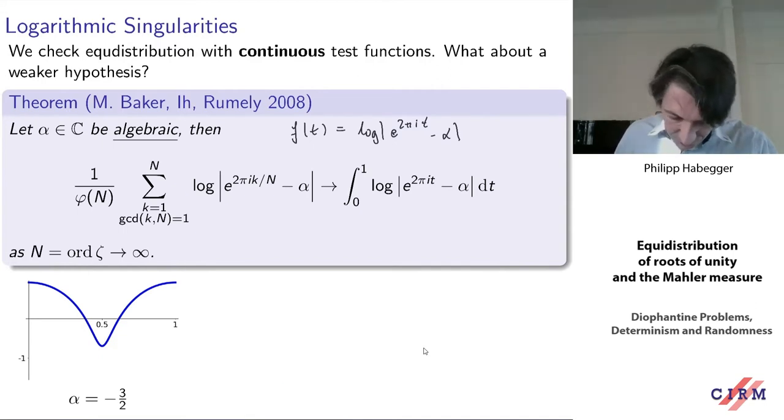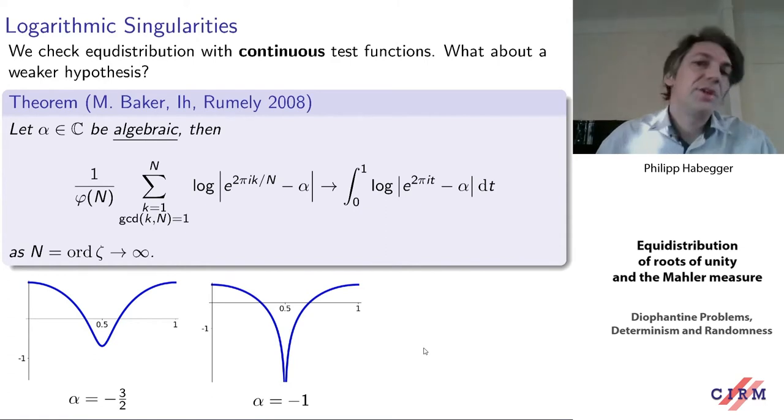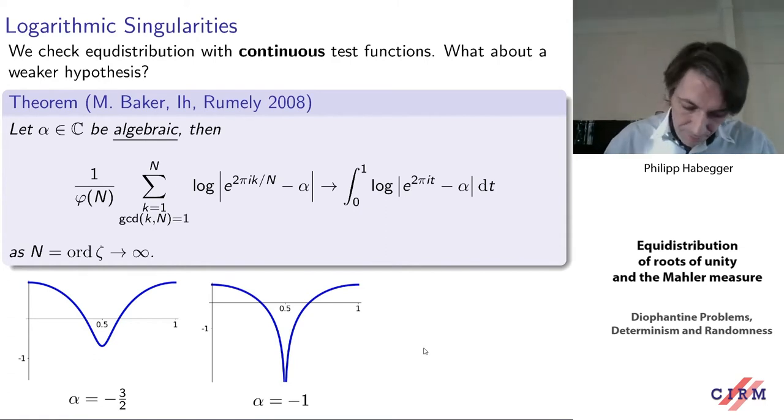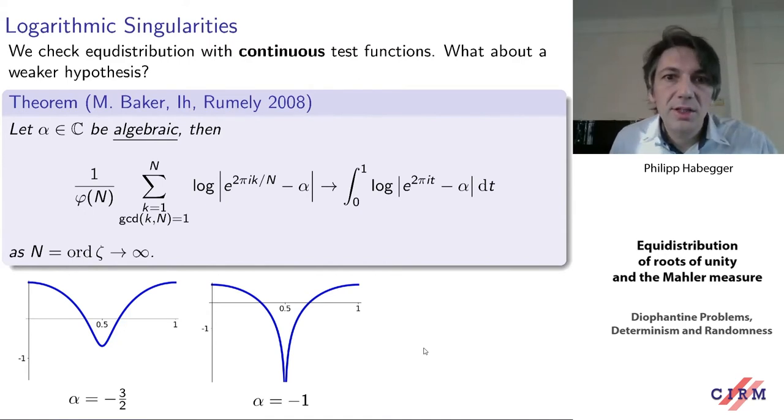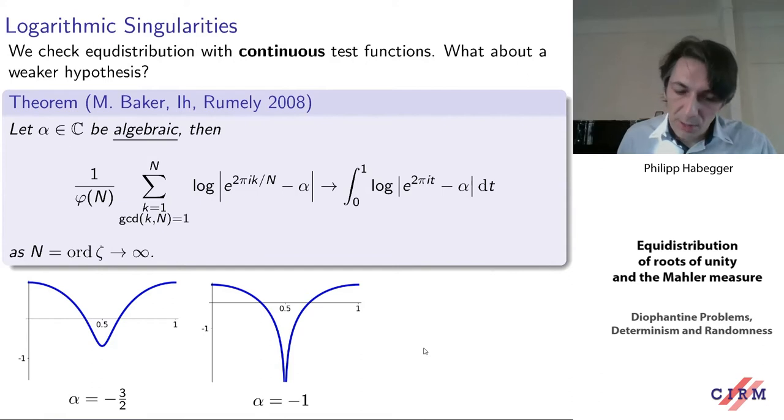The situation becomes a bit more interesting if our alpha is on the unit circle, as here. Alpha equals minus 1, and you see here the function has a logarithmic singularity at 1/2, e to the 2 pi i times 1/2 equals minus 1. And so that's where we have the problem.